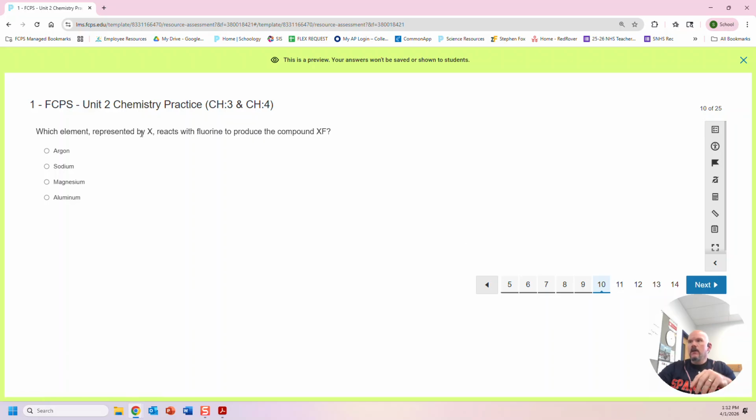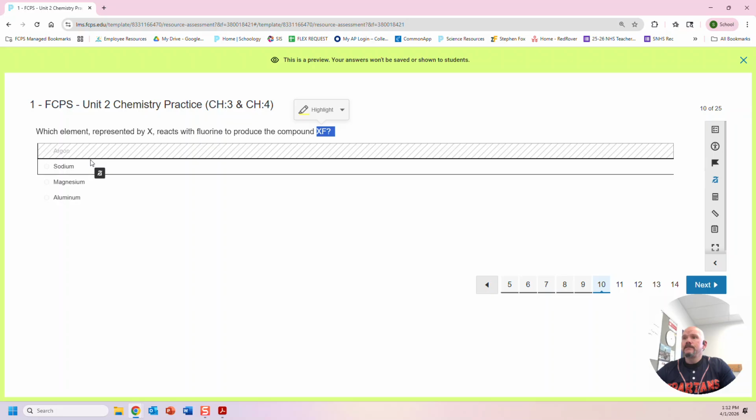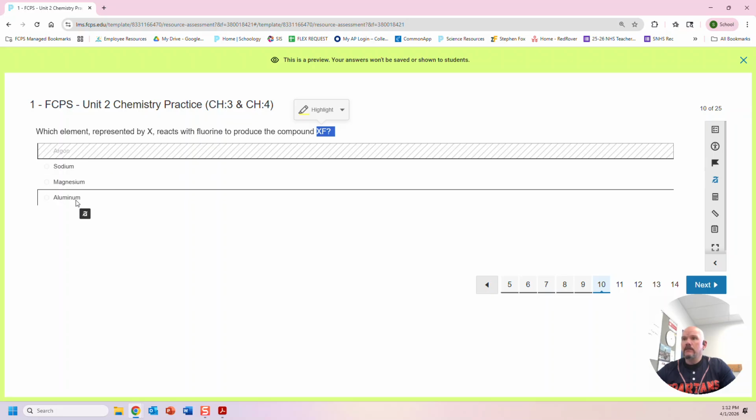All right. So which of these elements represented by X will form a compound with fluorine in a basically 1-to-1 ratio, right? 1 fluorine for 1 element of X. Hopefully we can eliminate argon, because argon's not going to react and form a compound with fluorine, right? The noble gases don't really form compounds. They're the inert gases. They don't react, okay? So basically, these are different metals.